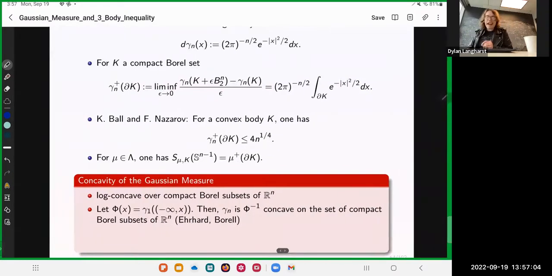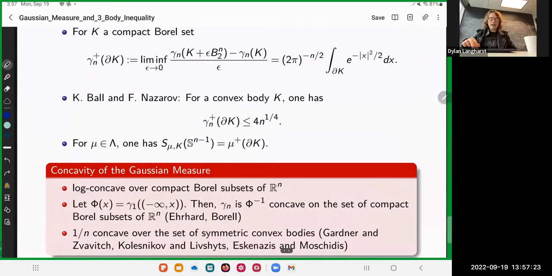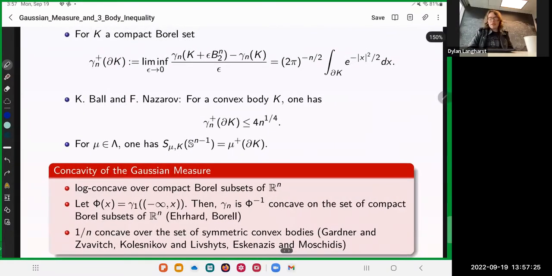And it's also Ehrhard concave. So if I have the function phi of x, which is the Gaussian measure of the interval minus infinity to x, then the Gaussian measure is phi inverse concave. And this is called the Ehrhard inequality. So in the F-concave definition we saw before, I can let F be phi inverse. And very recently, it was shown the Gaussian measure is 1 over n concave over the set of symmetric convex bodies. And this was shown in a series of papers by Gardner and Zvavitch, Livshyts, Nayar and Tkocz, Eskenazis and Moschidis.